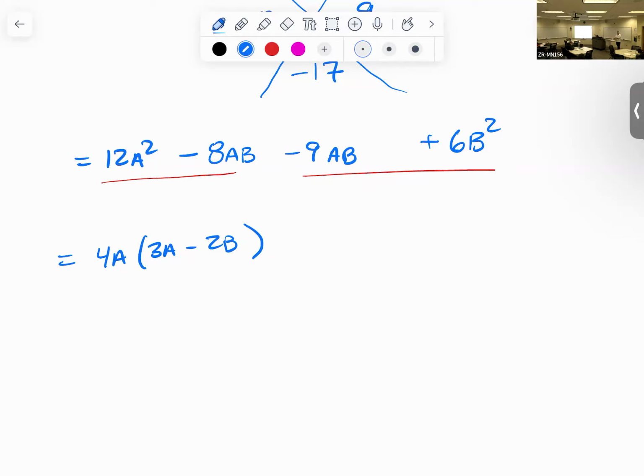Of the second 2 terms, this one's a tricky one. What should I pull out? Greatest common factor? 3B. What is the first term? Negative 3A, because 3B times negative 3A makes negative 9AB. What is the second term? 2B. But then they don't match. Kaylin, this is exactly what you were asking.